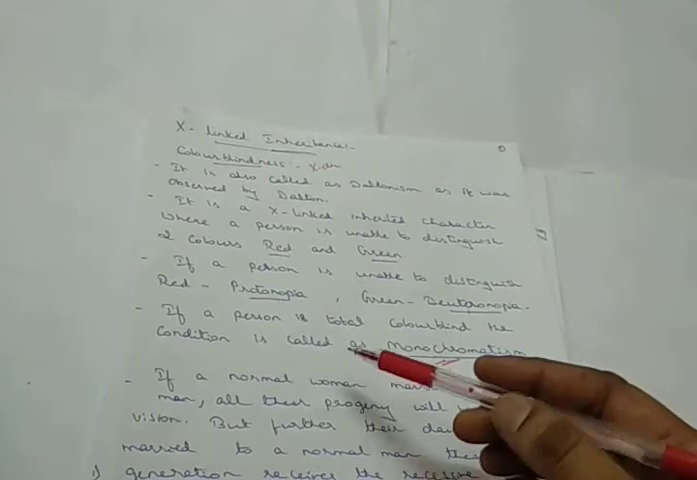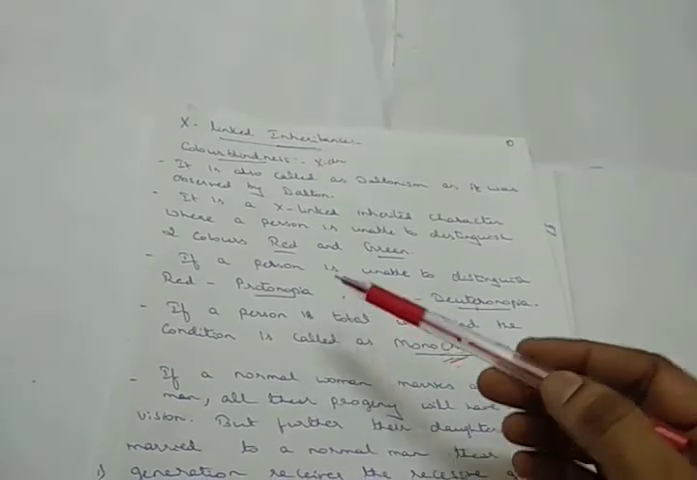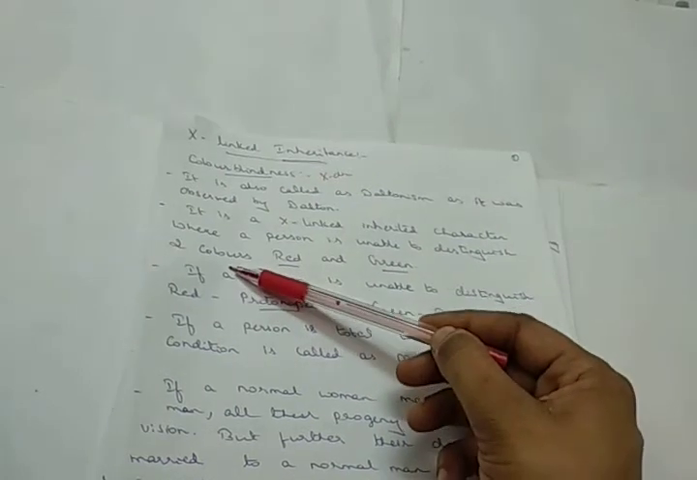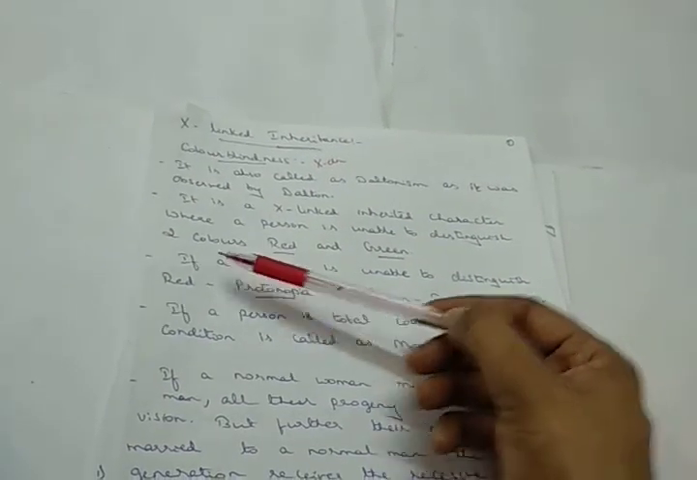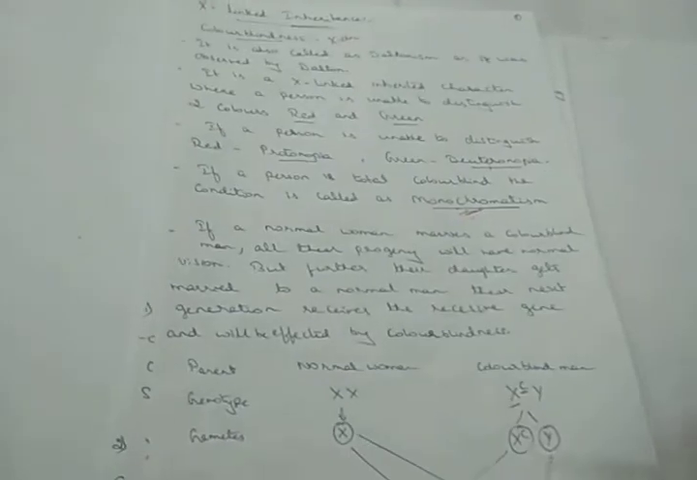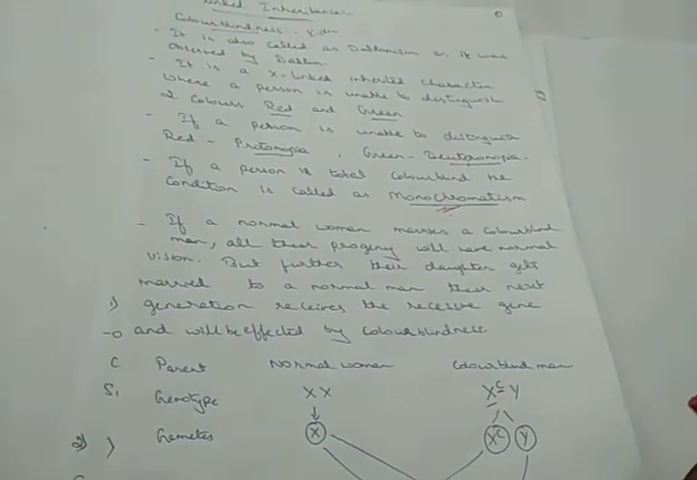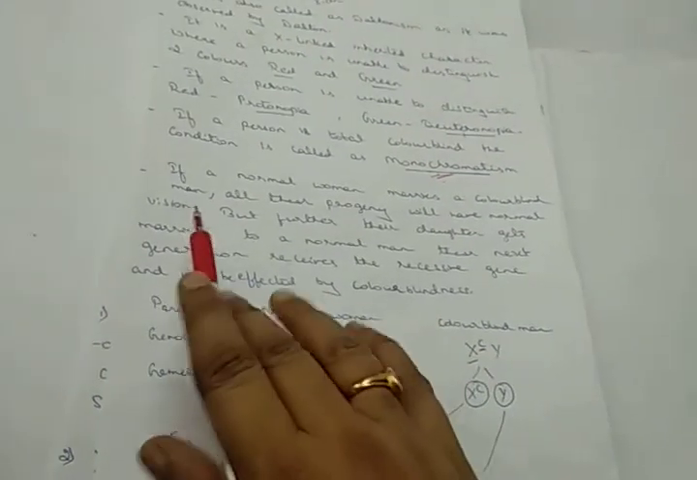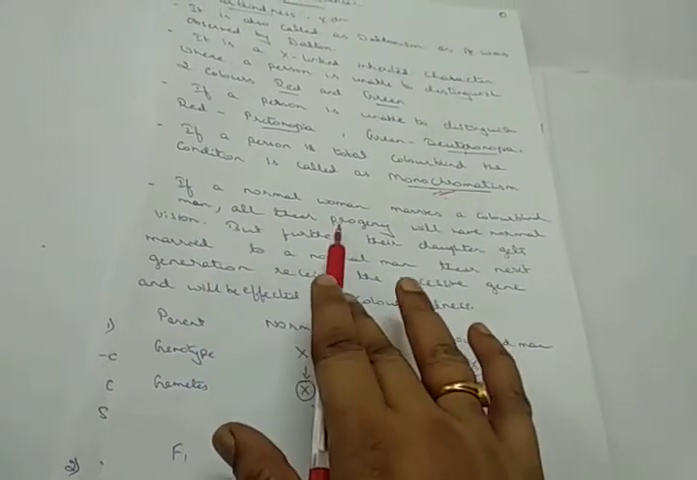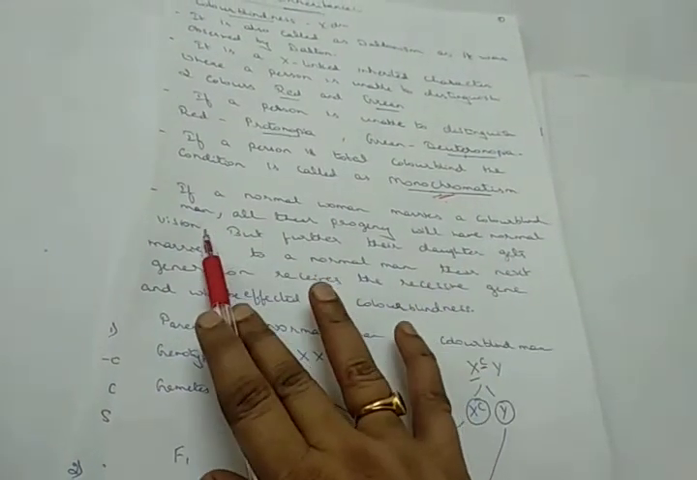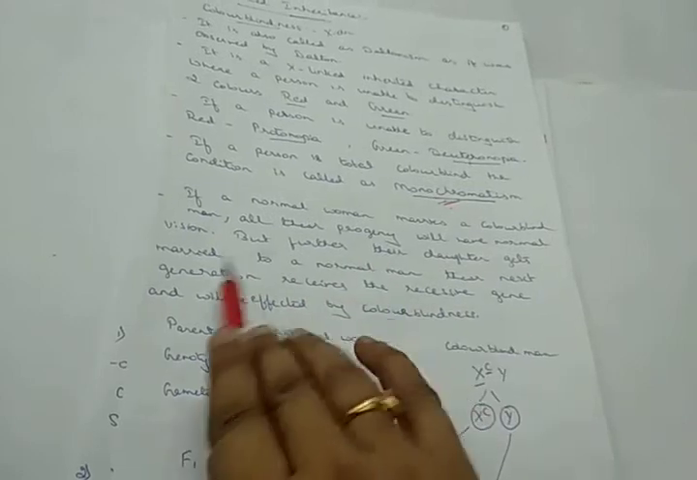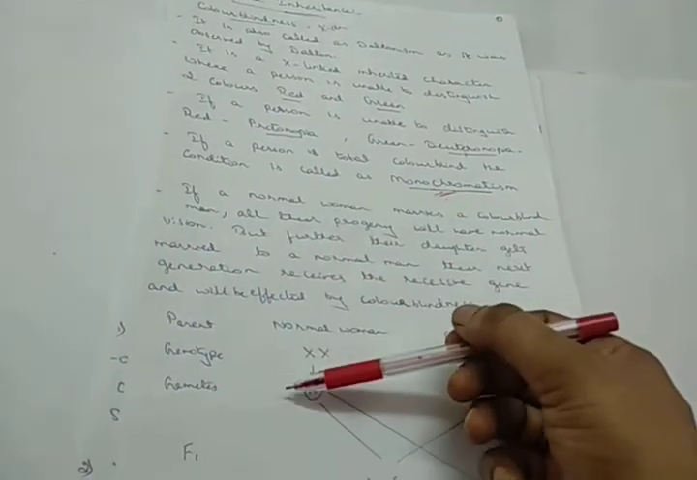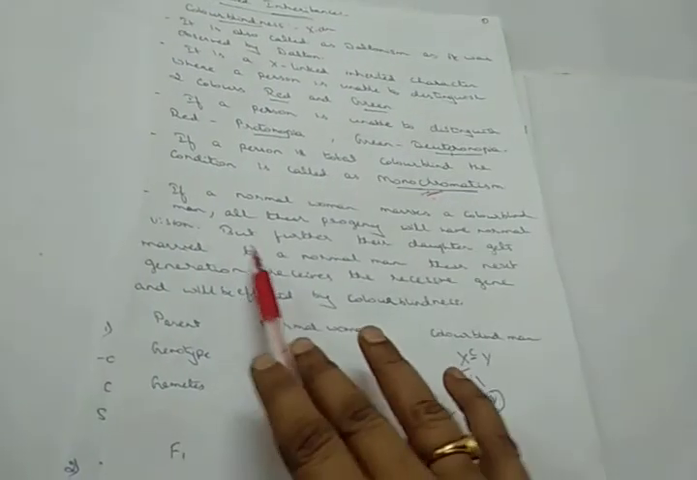But since we are talking about an example under X-linked inheritance, we are taking color blindness, being unable to distinguish two colors. To see how the inheritance pattern takes place, we take the condition where a normal woman marries a colorblind man, and all their progeny will have normal vision. Then we will see how the characters are inherited.